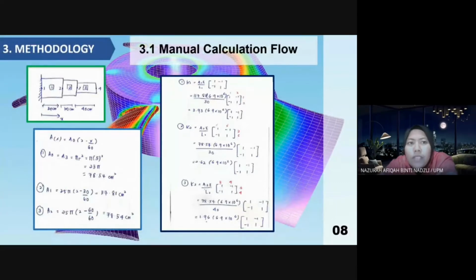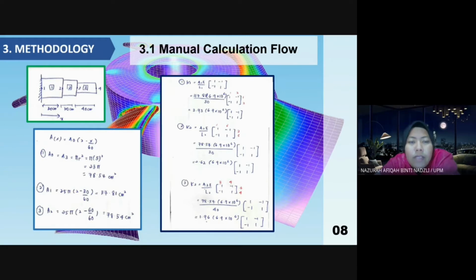Okay, thank you, Iqbal. Next, I will proceed to the methodology, which is 3.1 manual calculation flow. So first, we idealize the problem. Then we divide the element. Then we label the elements, which are the first element, second element, and third element. Then we label the nodes of the element, which are node 1, node 2, node 3, and node 4. Then after that, we calculate the area based on the formula given.